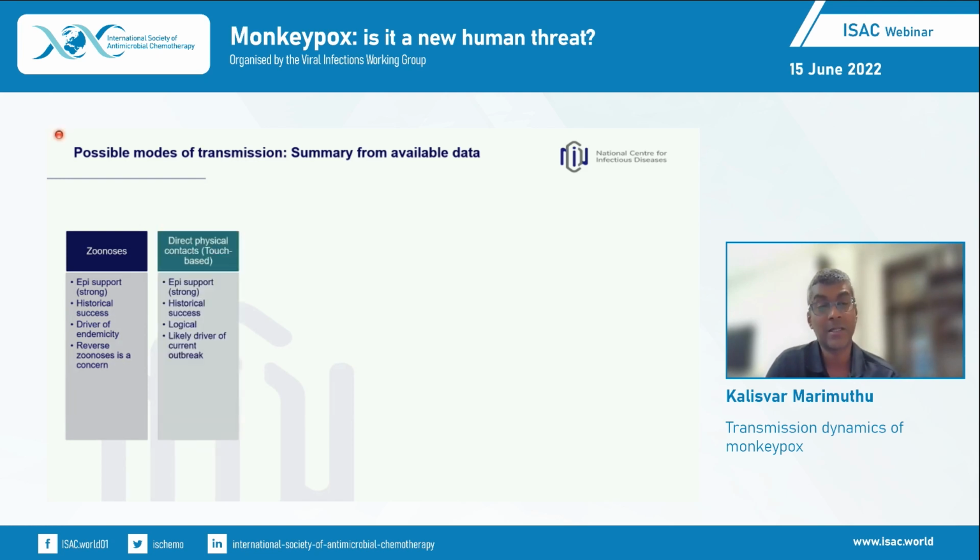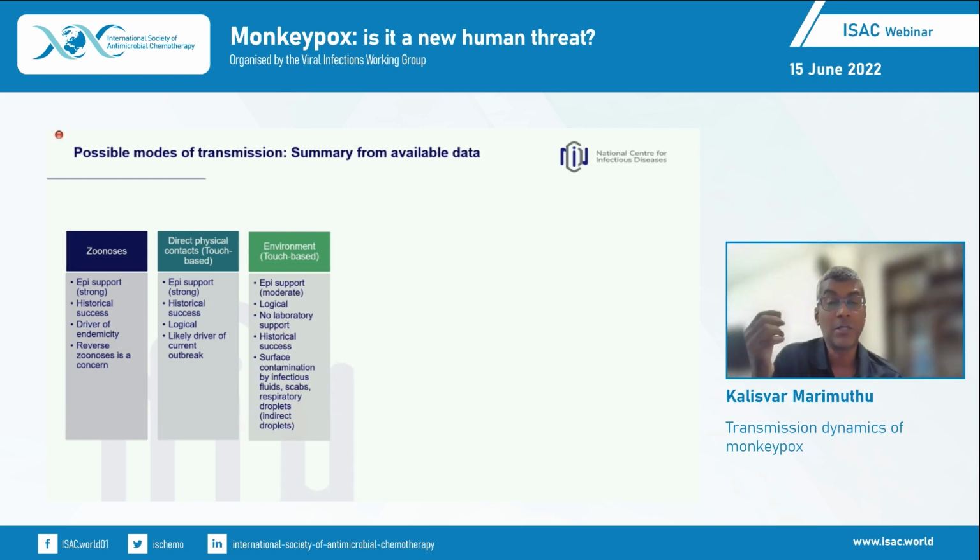Second is direct physical contact, or touch-based transmission by direct physical contact. This has very strong epidemiological support. It has a historical success in being a pathway that is well considered, and preventing it seems to be providing success. It is a logical conclusion, meaning that you have infected fluids and scabs on your skin, and touch will likely cause a transmission. That's logical, and it's probably the likely driver of the current outbreak. As we all know, it's mostly resulting from very close physical contact.